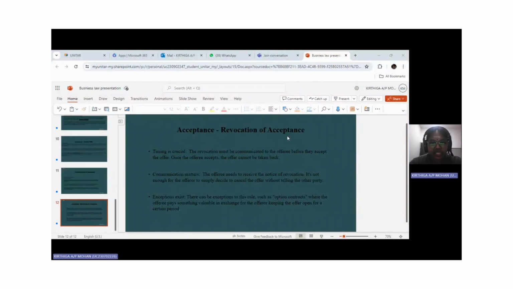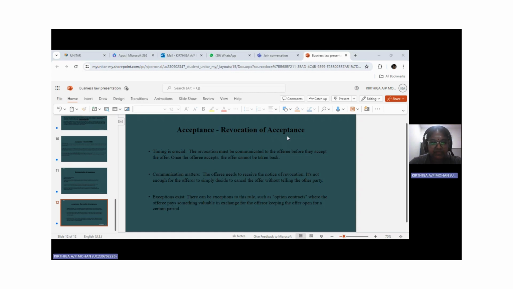Acceptance, reservation of acceptance. Timing is crucial. The reservation must be communicated to the offeree before they accept the offer. Once the offeree accepts, the offer cannot be taken back. Communication matters. The offeree needs to receive the notice of reservation. It's not enough for the offeror to simply decide to cancel the offer without telling the other party.